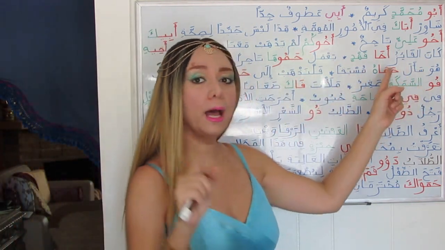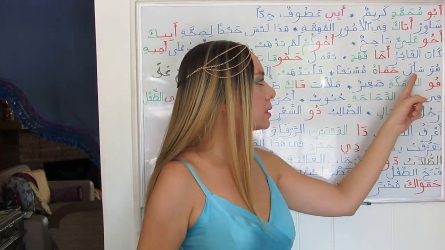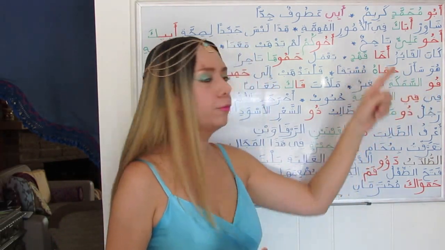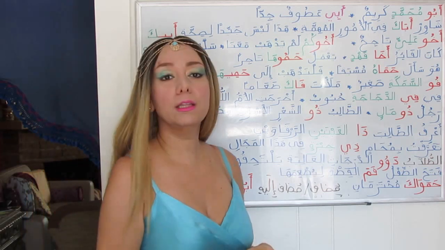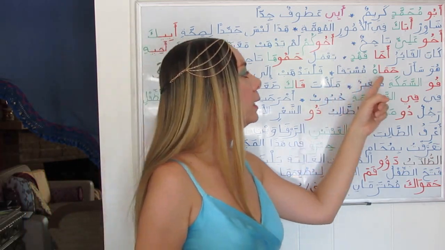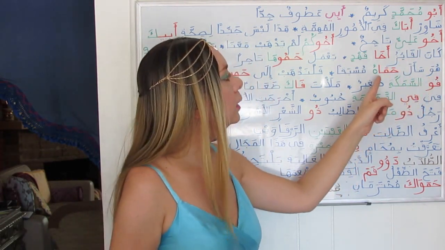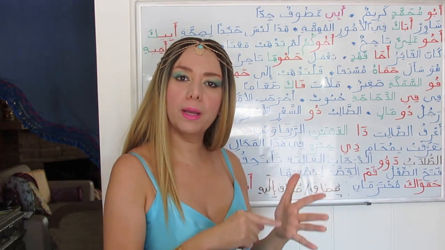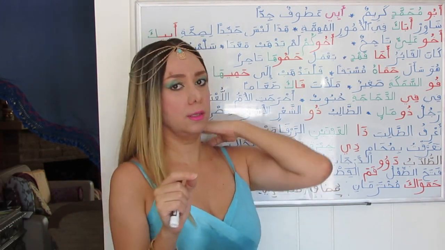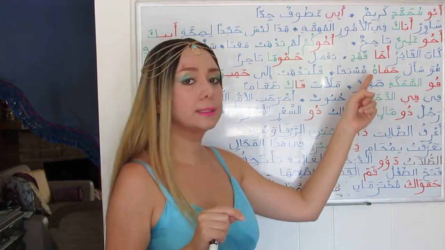هو سأل حماه مسبقا. He asked his, who referring to his father-in-law, in advance, مسبقا. And حماه is the object of سأل, that's why we have the alif, the sign of this grammatical case, accusative. In the accusative, حماه, first term, second term.